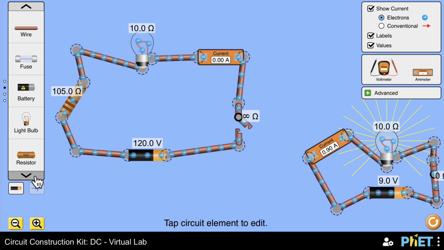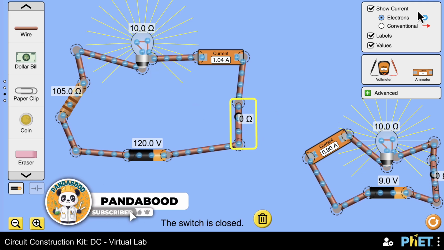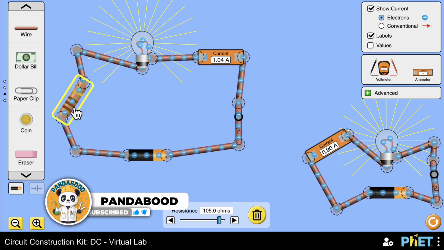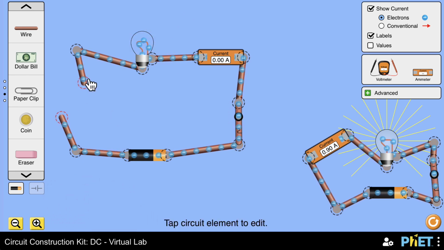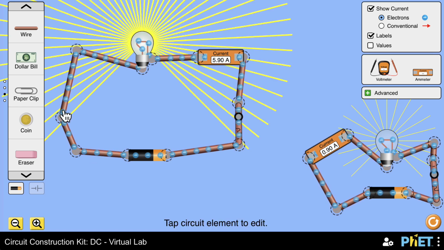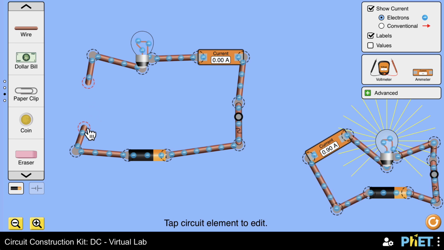For example, let's keep the same circuit we're using here and let's turn the values off. I will show you later why. Let's remove this resistance and put the voltage to a reasonable value. Now this is my circuit. What do you think will happen if I connect different materials here?